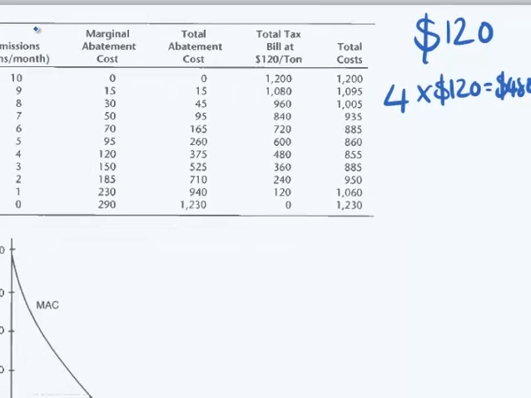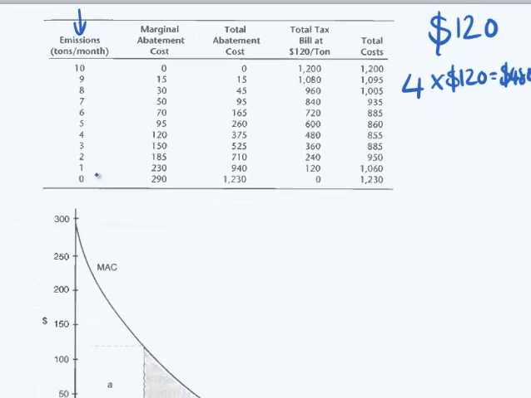So in the first column we have emissions from 0 all the way up to 10. They do it this way around. You can do it the other way as well, just to show that 10 is the maximum amount of emissions I would like to emit if I didn't have to pay a charge, and then 0 is obviously the minimum amount you can emit.